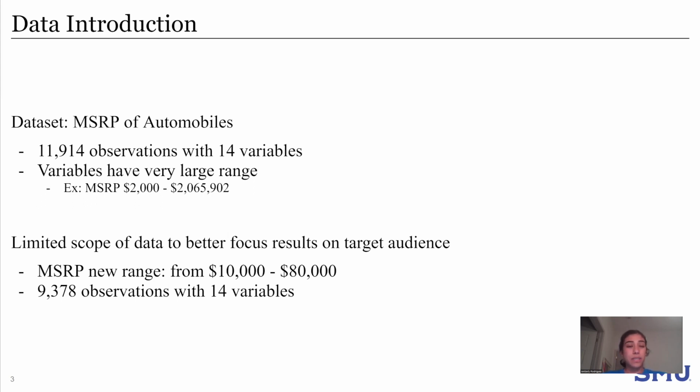We decided to limit the scope of the data set because we felt it would be better focused on our target audience. So to do this, we limited the range of the MSRP to only include observations that had 10,000 to 80,000. So this resulted in a subset of the data with 9,378 observations and 14 variables. And we did conduct our entire analysis on the subset of the data.